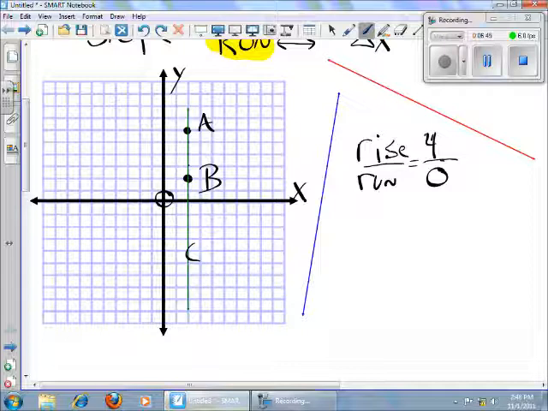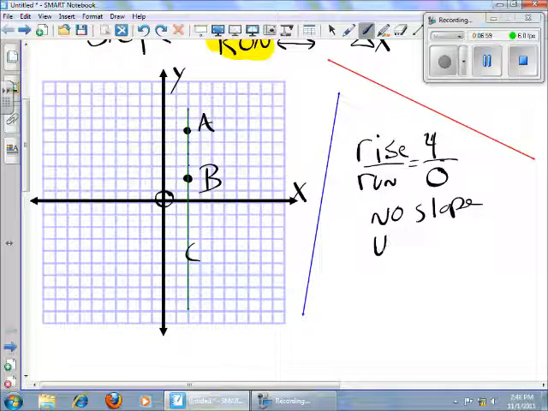Well, this answer, 4 divided by 0, we can never divide by 0. Never, never, never divide by 0. So that means that this either has no slope or is undefined. Either one is acceptable. And it is a vertical line, and vertical lines don't have slope.